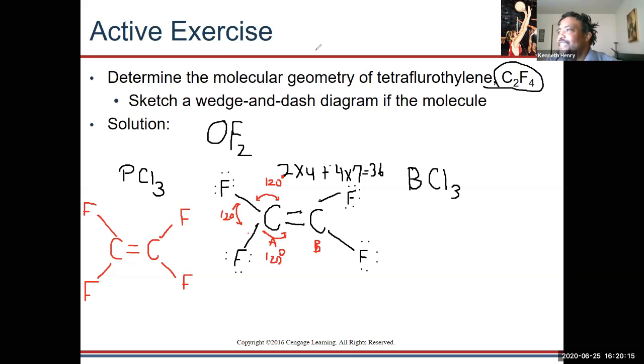Okay, so let's do another. Let's go with this guy. Okay, BCl3. What is the Lewis dot structure going to look like?